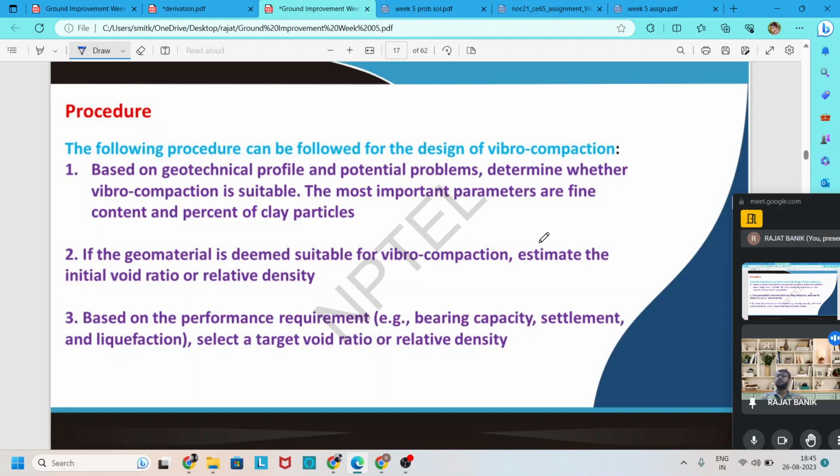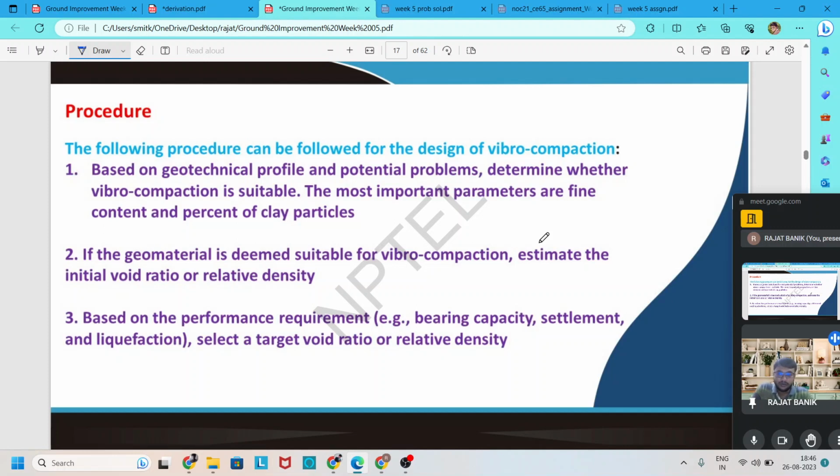First of all, we need to find out the geotechnical profile and potential problems, and also determine whether the groundwater table is present or not, and whether it is suitable for vibro compaction or not. That means if it is cohesionless soil, and the percentage of fines is less than 10%, and clay content is less than 3%, this method is mostly suitable. So like that, we can find out whether it is suitable or not.